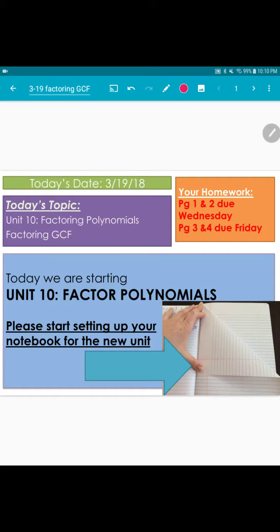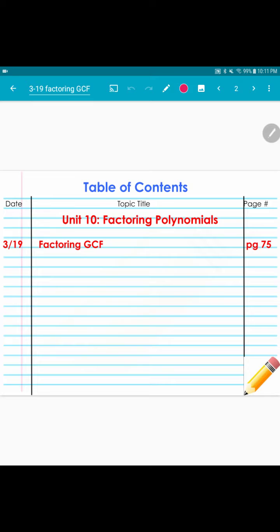Hi guys, so today we're going to be talking about factoring polynomials, and this is a new unit. While I'm introducing this, I want you guys to get started and set up your notebooks for a new unit. Please make sure you are setting up your table of contents. This is Unit 10, Factoring Polynomials. Today's topic is going to be 319, Factoring GCF. Whatever your page number is, you can just continue that from your own notebook.